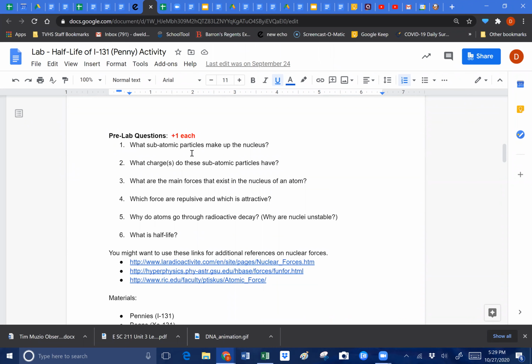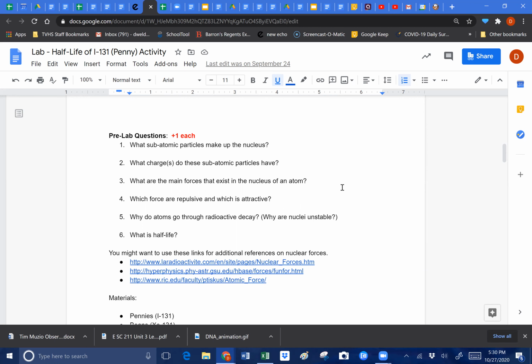What subatomic particles make up the nucleus? So I'm just looking for the particles that are in the nucleus. Remember, there are 3 subatomic particles in the atom, and only 2 of them are in the nucleus. What charges do these subatomic particles have? You can list those. The main forces that exist in the nucleus of an atom, we reviewed these.